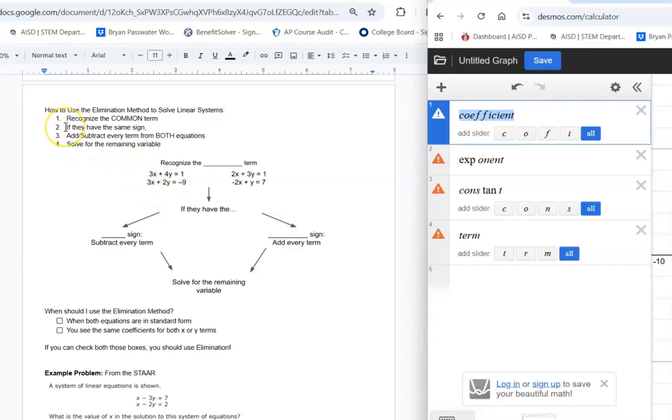So if they have the same sign, you add or subtract every time from both equations, solve for the remaining variables. Okay, so if they have the same signs, meaning like these are both positive 3, you subtract them. I'll show you what that means. And if they have opposite signs, like this is positive 2 and this is negative 2, I would add them.